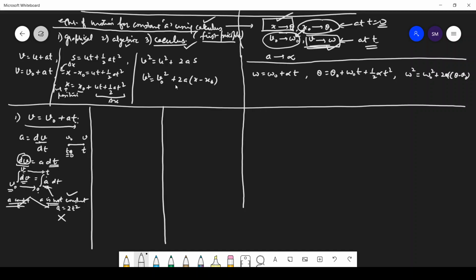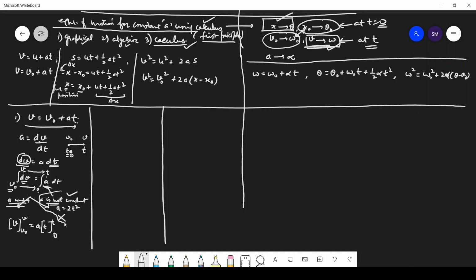The advantage of using the calculus method is that we can derive the equations of motion and use them even when the acceleration is non-uniform. But when the acceleration is uniform, so it is constant, you can take it outside. So what do you get? What is the integration of dv? Integration of dv is v, with limits v0 to v, and that is equal to a, which is constant and will come outside, and what is the integration of dt? That is t, with limits 0 to t.